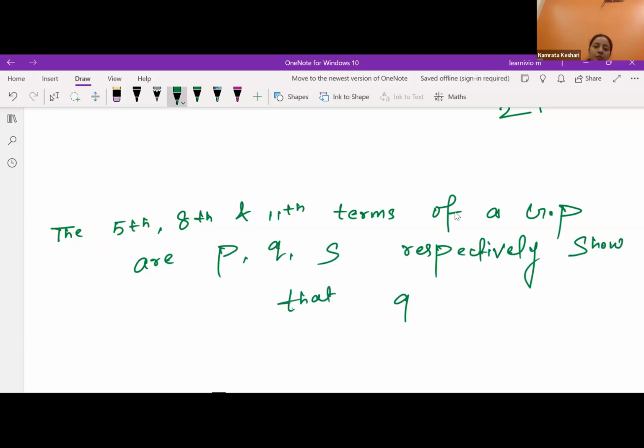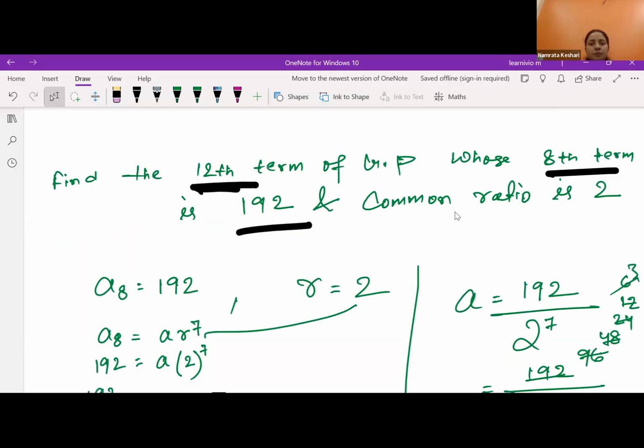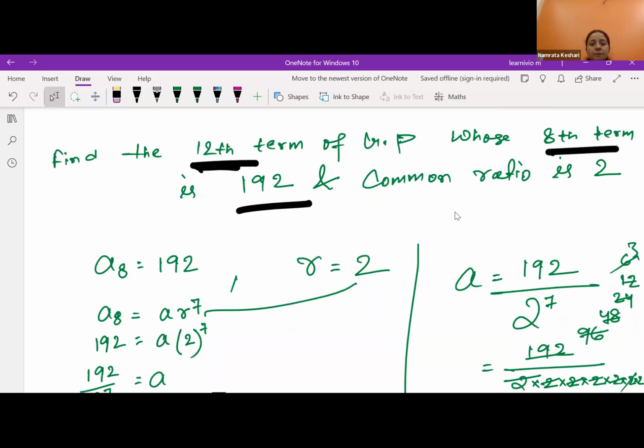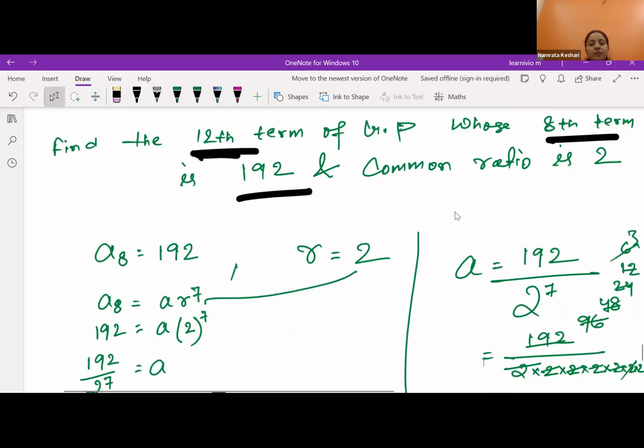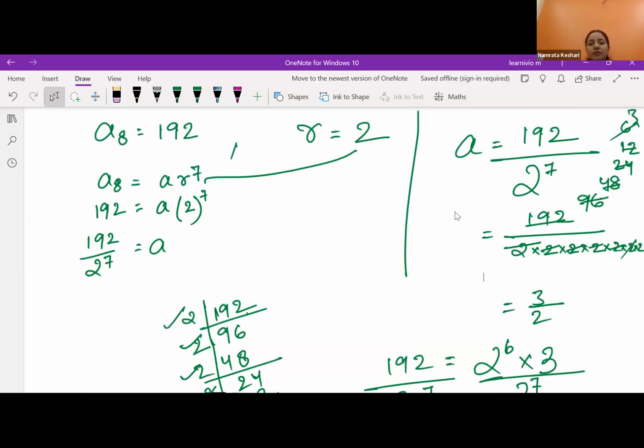Ma'am, in the previous question, the 12th term is asked, right? Yeah, it's from our book. Yes, fine, 12th term. Okay, we have still not found the 12th term. Yes, but now we know A and R are already given to us. A we found 3 by 2. We will be able to find the 12th term, right, Nabila? Yes, ma'am. Okay, so please finish it. These questions are from your NCERT only.